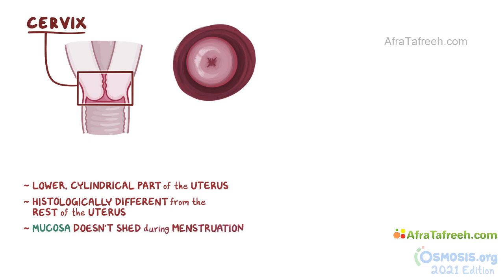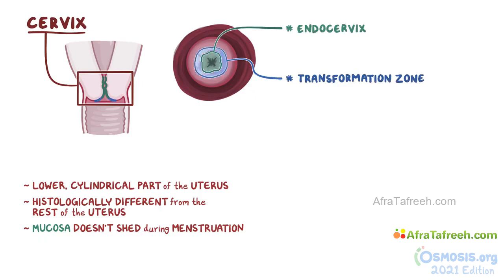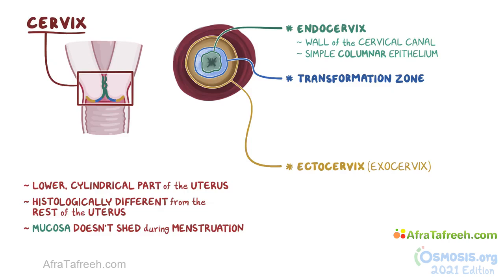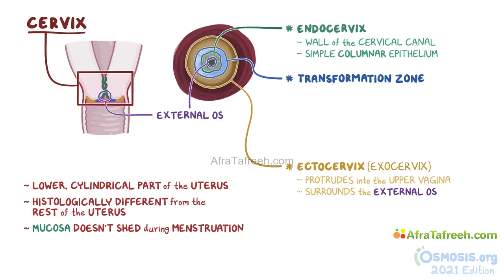The cervical mucosa can be separated into three distinct regions: the endocervix, transformation zone, and ectocervix, which is also called the exocervix. The endocervical mucosa forms the wall of the cervical canal and will have a mucus-secreting simple columnar epithelium. The ectocervical mucosa is present in the part of the cervix that protrudes into the upper vagina and surrounds the external os, which is the lower opening of the uterus. This mucosa will have a non-keratinized stratified squamous epithelium that's continuous with the vagina.